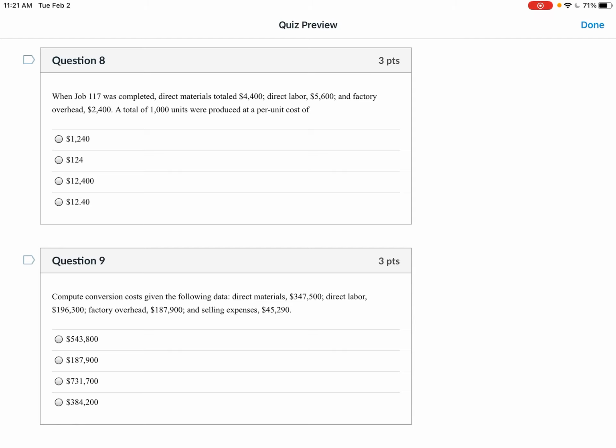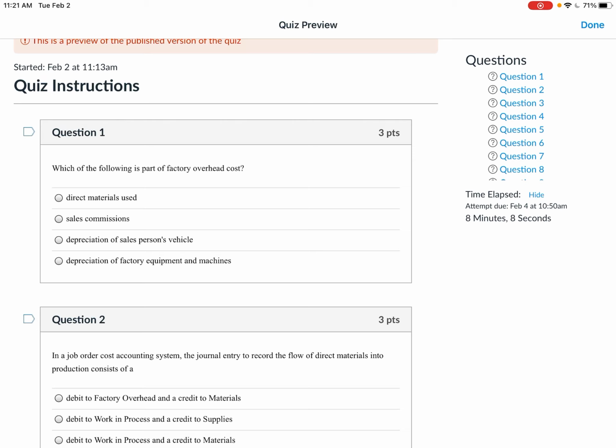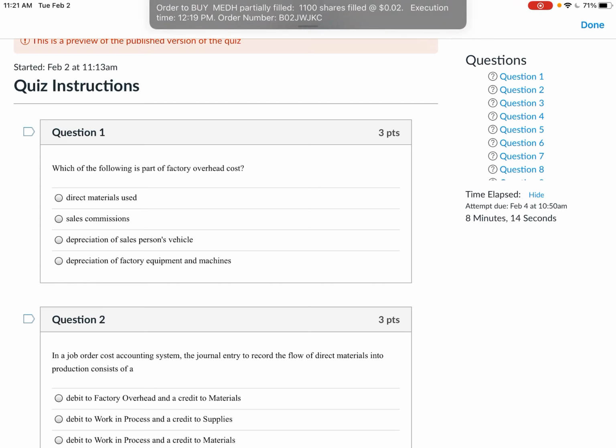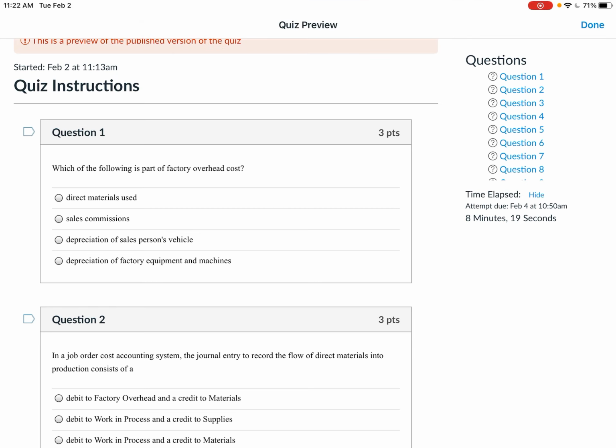Let's see here. All right, number 4. This is really confusing here. All right, number 4. Which of the following is part of factory overhead cost? Would it be sales commissions, direct materials used, depreciation of factory equipment and machines, or depreciation of a salesperson's vehicle? So sales commissions. Well, all right, so direct materials used, that's going to be direct materials.